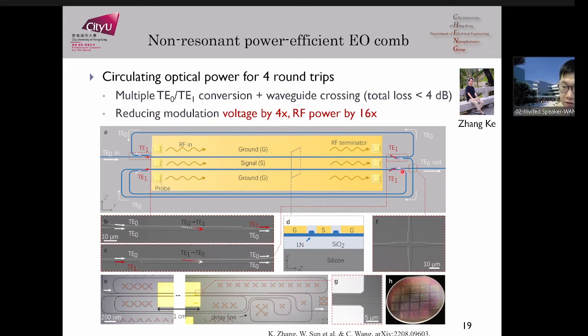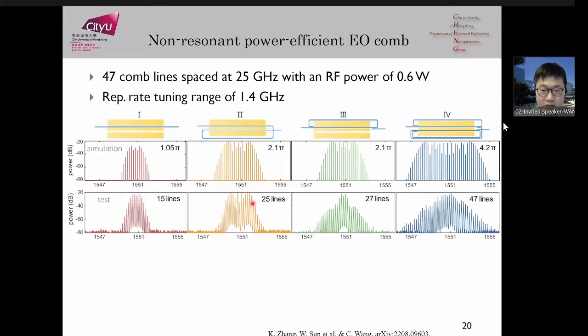You need a crossing here, which we also designed and fabricated here. And by doing that, you can, in principle, reduce the voltage by 4 times and RF power by 16 times, right? A lot of this is actually made possible because of this wafer scale fabrication process, which is much more repeatable and uniform. So you can see that the entire device has many loops, and in fact, it's quite complicated, but I think quite intriguing is that it actually works, right?